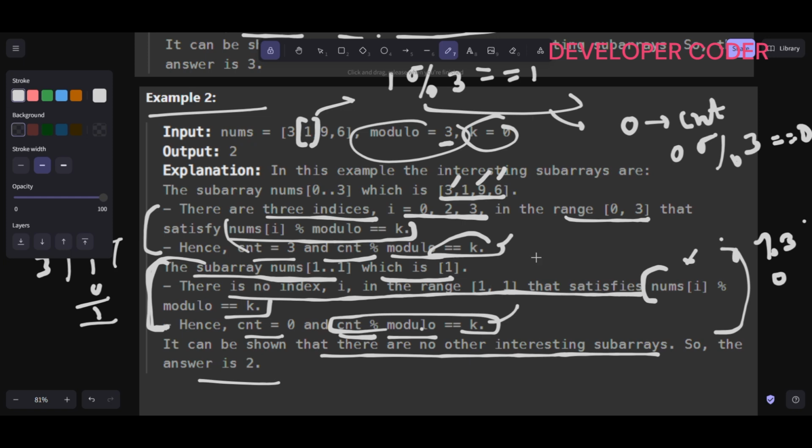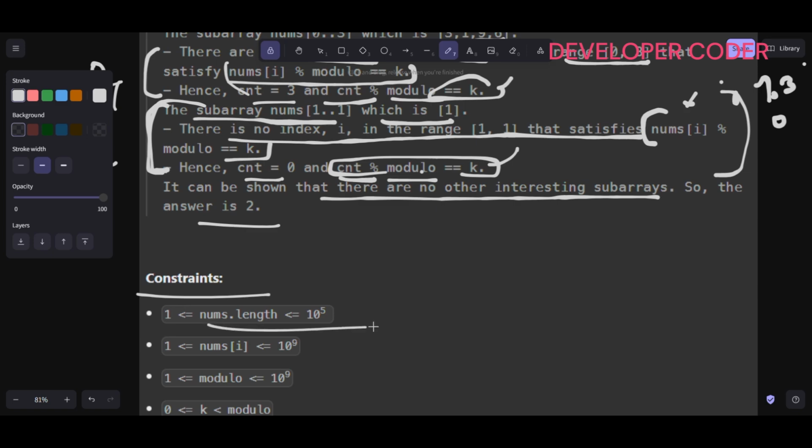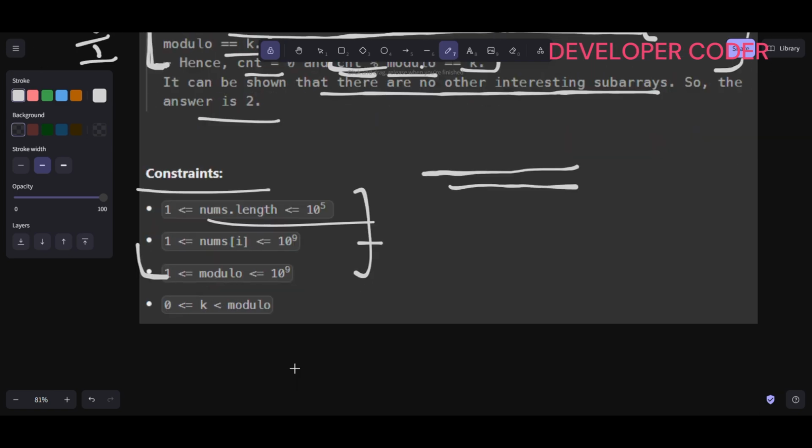And here the constraint size is very large. So definitely I'm not going to iterate starting from here to here, then starting from here to here again and again, checking. That's not what I'm going to do, otherwise I will definitely get a time limit exceeded error for this problem. It's very big, right? So now how are we going to solve this problem? Let's understand that.